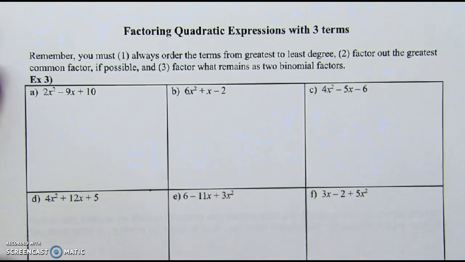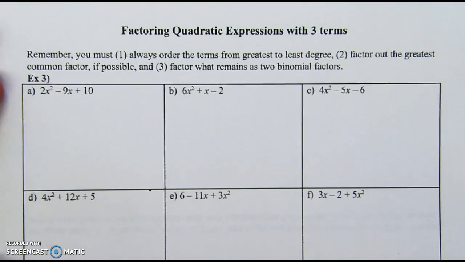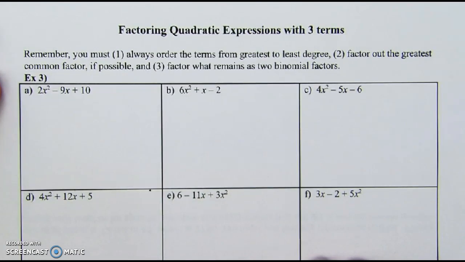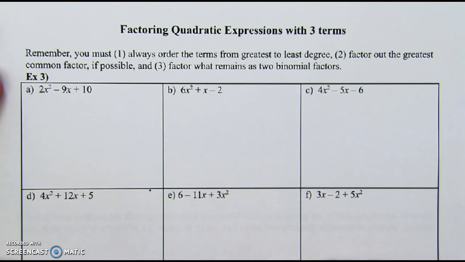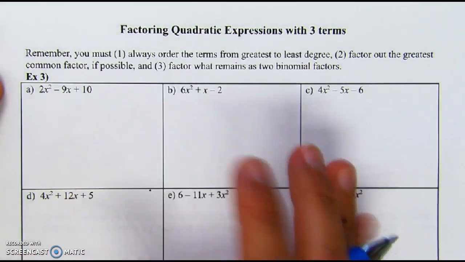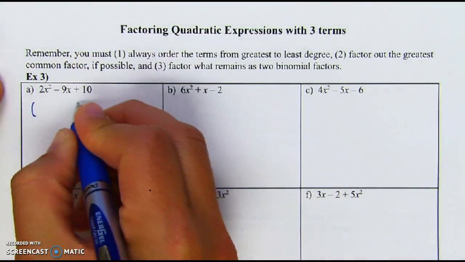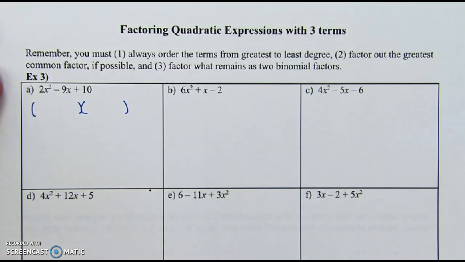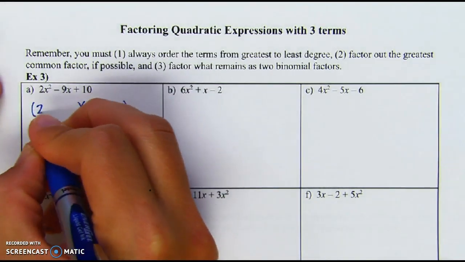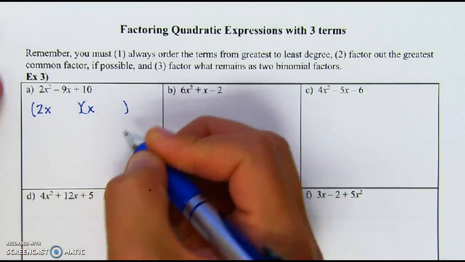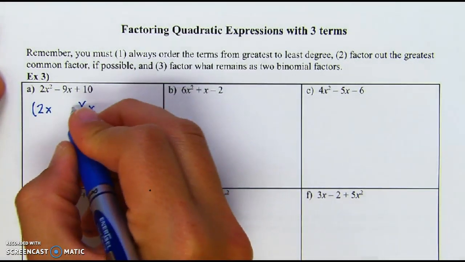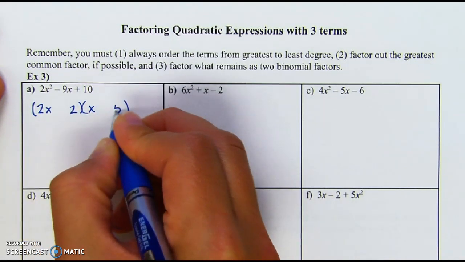Factoring quadratic expressions with 3 terms. Okay, you ready? I teach this differently, so hang in here, okay? We're going to do guess and check method. So we know that the first 2 terms have to multiply to get 2x squared. So we're going to say it's 2x and x. And then we know that the last 2 terms have to get 10. So let's guess 2 times 5.